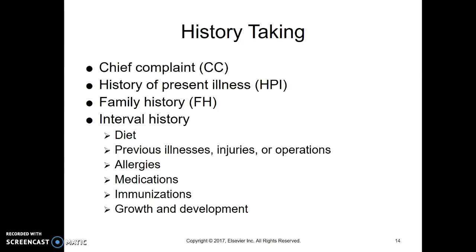So we need to know what they do take. We need to know if they're on purees or finger foods. We want to know about previous illnesses or injuries or hospitalizations. Allergies. Are they on any medications at home? We want to know about immunizations. If we know they're up to date on immunizations, there's a number of things we can rule out. We may be debating, is it this or that? But if they've been immunized, then we know it's not that one.